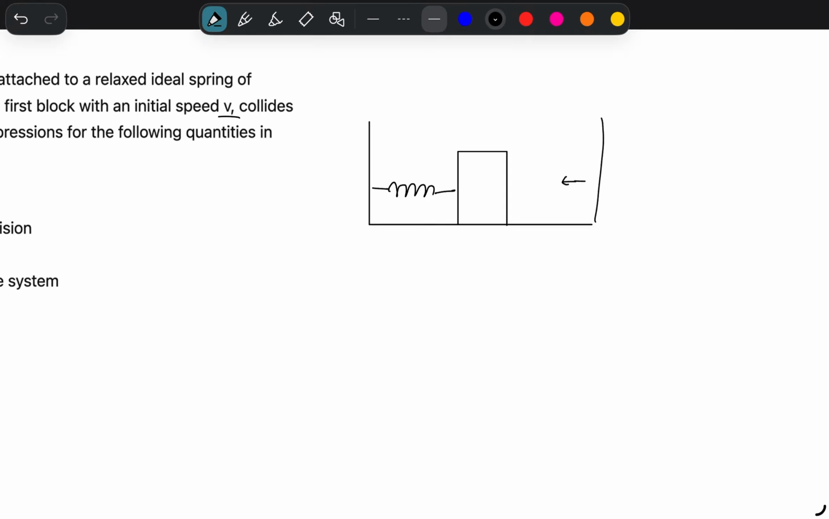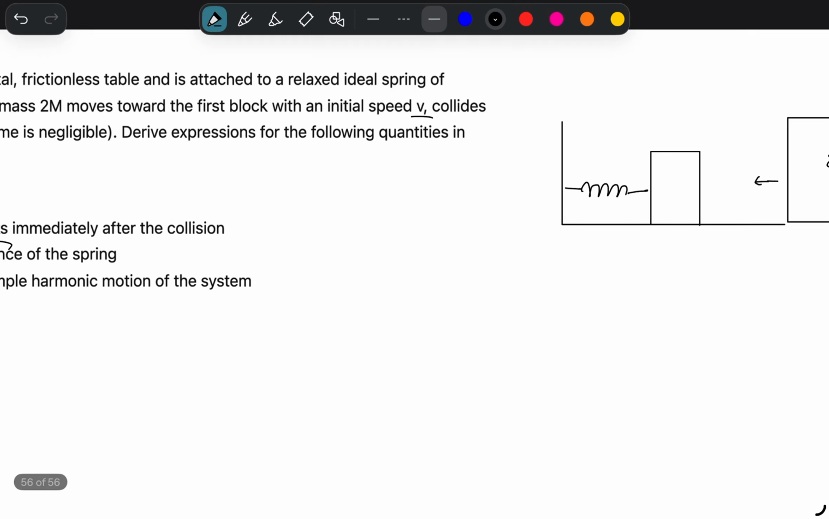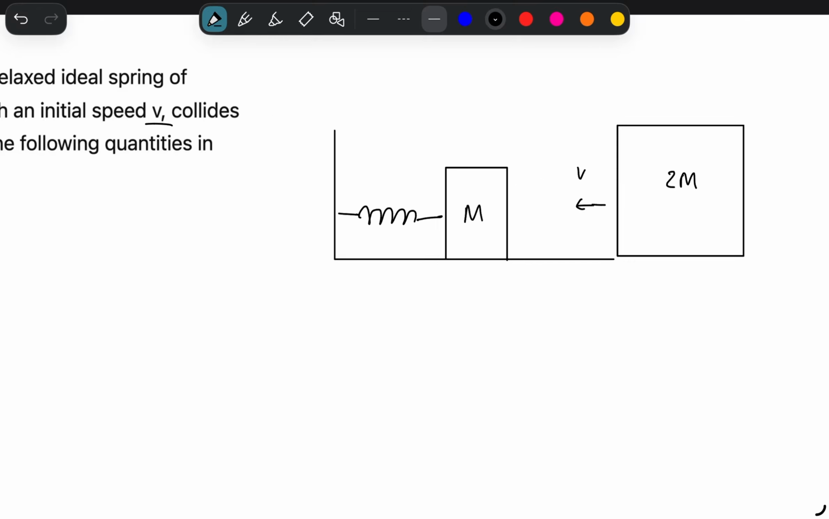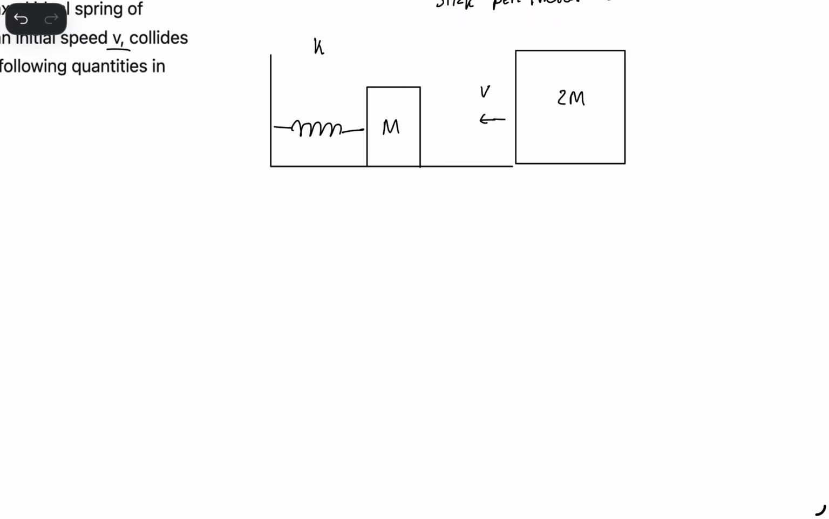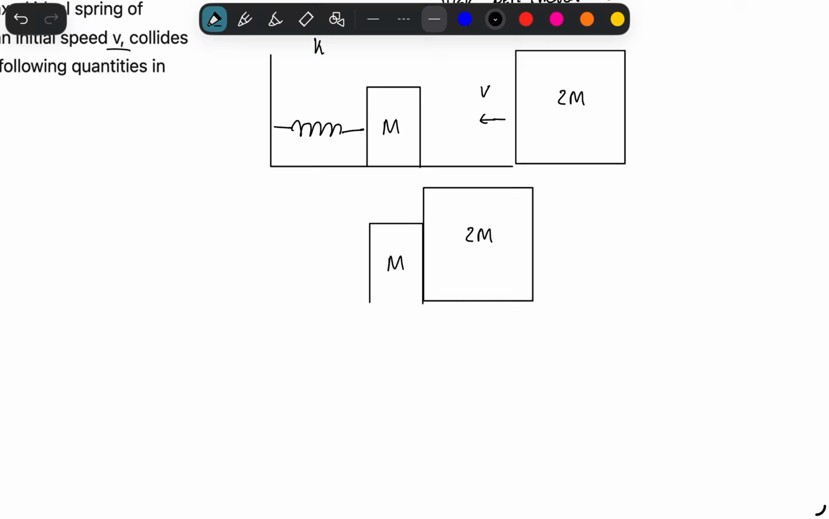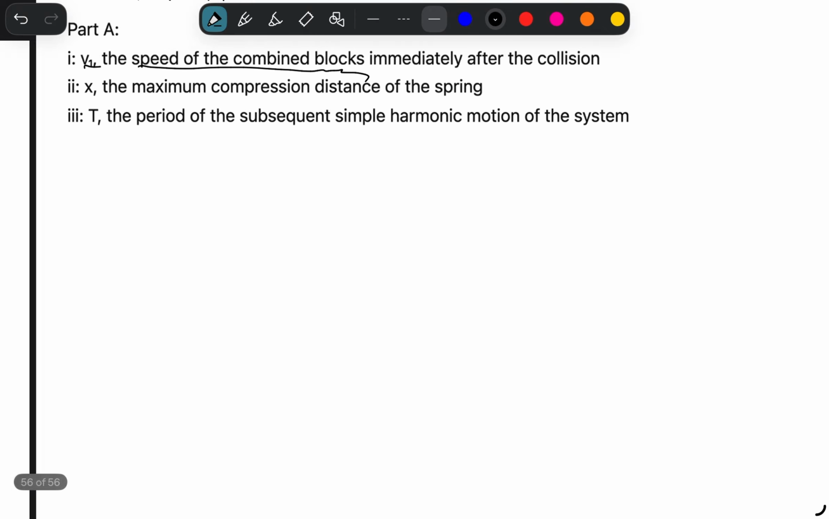So actually, because this block is going to be twice the mass, I'll make this 2m, and this is block m of mass m. So this block is going to have an incoming speed of v. We have a spring constant k here, and then they're going to stick. Therefore, we know that it's going to be perfectly inelastic. So after they stick, they're going to have a combined mass, because m plus 2m will be equal to 3m. So they're going to have a combined mass of 3m.